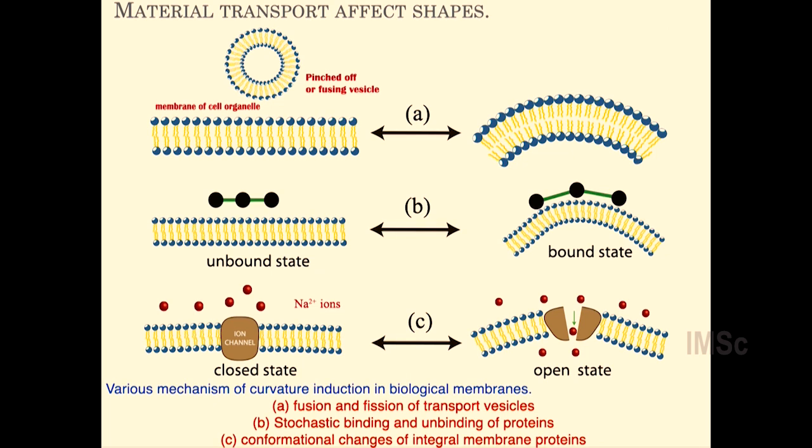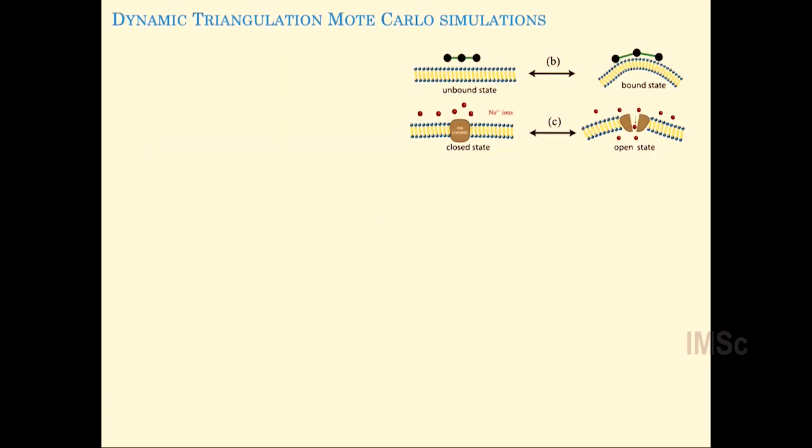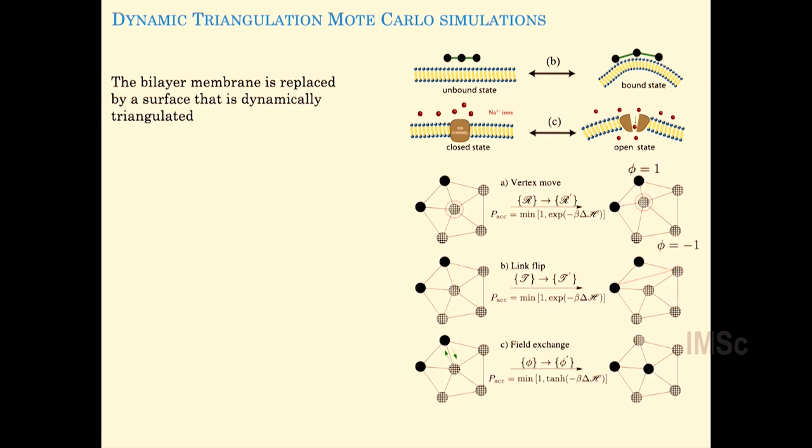So let me first focus only on these two things, where there is no area change. I'm talking about some protein binding onto the surface and inducing a curvature, and similarly an embedded ion channel being active and inducing a curvature, or back and forth. So there is no change in the area of the system. Now I'm going to model this using a triangulated surface, and this is what I was saying about the connection to IMSC. This is where I started this particular triangulation model. I actually did this first when I was a postdoc here.